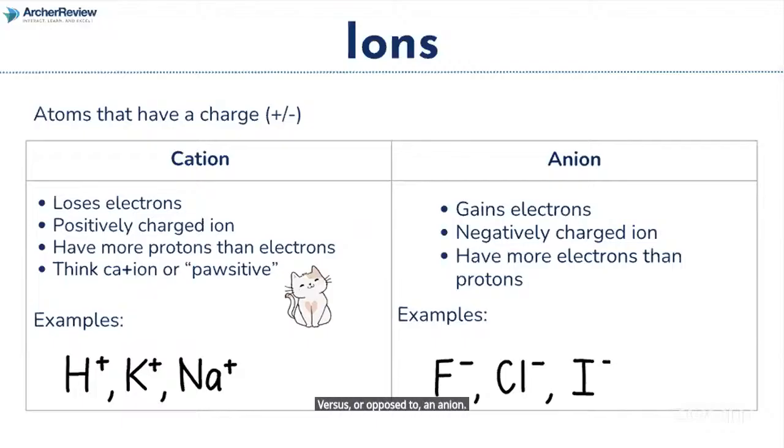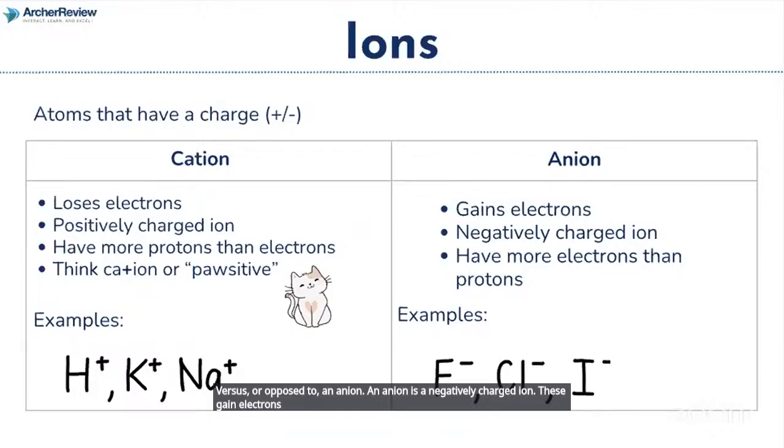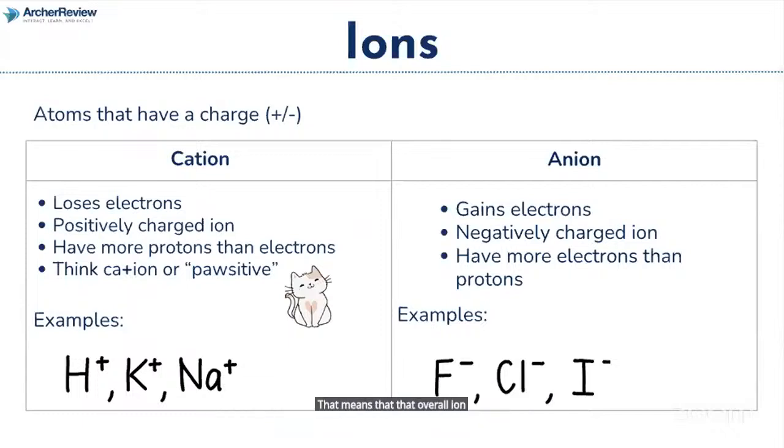So that would also help you remember a cation has a positive charge, as opposed to an anion. An anion is a negatively charged ion. These gain electrons. So if it's taking on more electrons, and electrons have an overall negative charge, that means that overall ion is going to be negatively charged. They are going to have more electrons than they do protons.